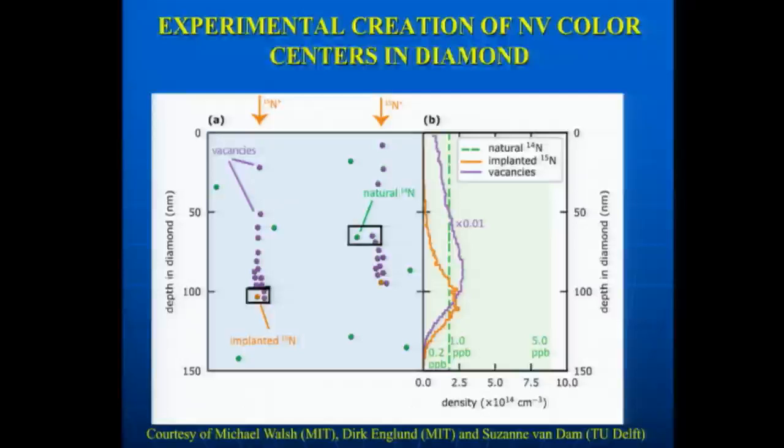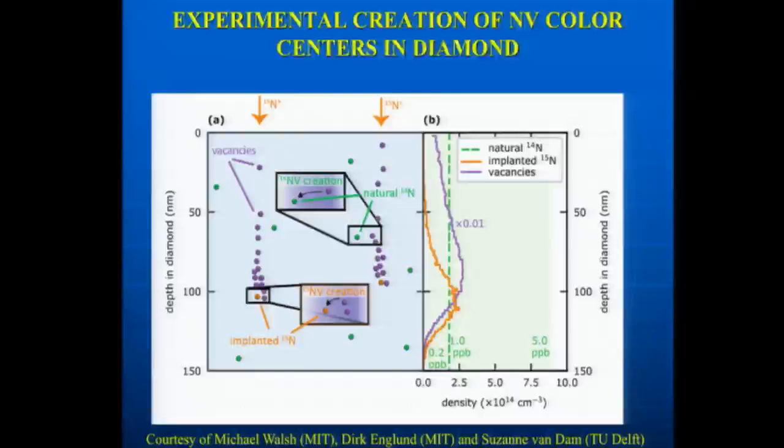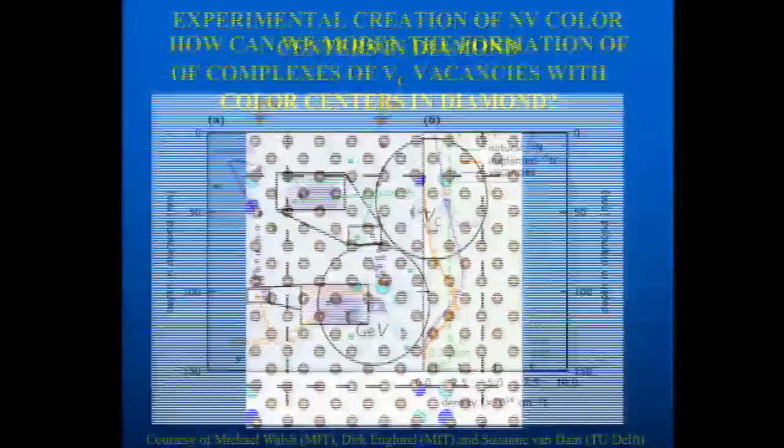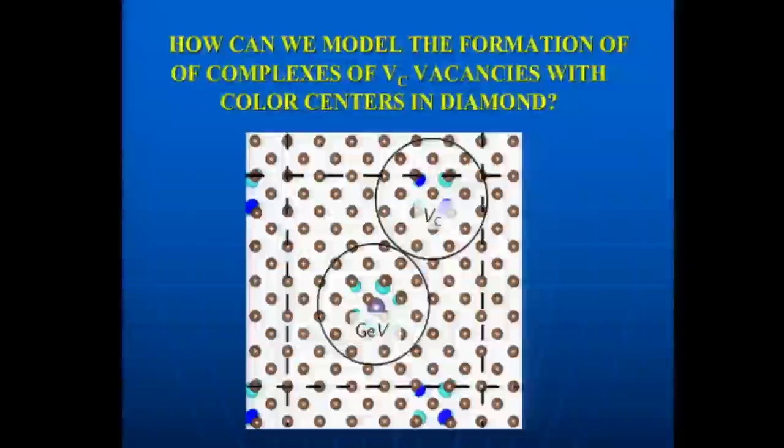It's not avoidable. The task was to make an NV center, and you can have a combination of these vacancies with the nitrogen 14 and nitrogen 15 to produce these NV centers. That's a good thing. But the problem is you also have these carbon vacancies floating around. You can't get around those. So we would like to look at ways to model the formation of a complex of carbon vacancies with color centers in diamond. They are around there. They exist. There's no way that you can avoid them. And we want to ask, what problems are they going to cause for us optically?